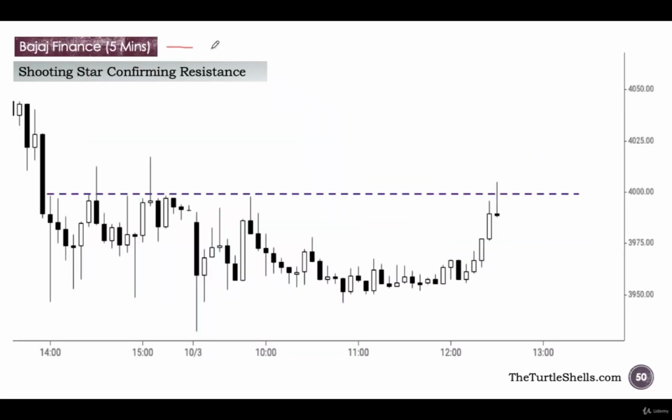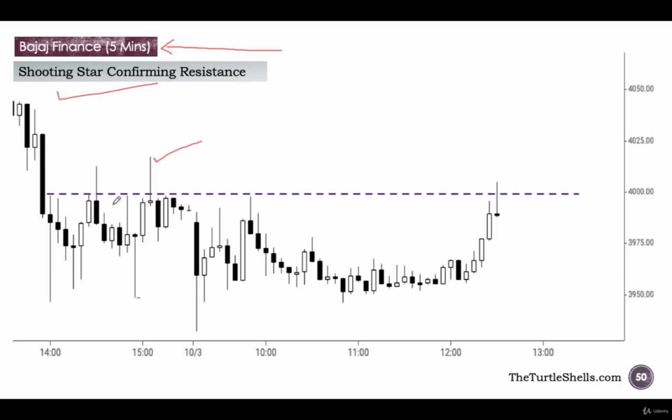So this is an intraday chart. This is a 5-minute chart of Bajaj Finance. It is a shooting star confirming prior resistance. Now, you have a shooting star here. It's coming after an uptrend. If you look at the price action from here till here, that's a nice shooting star. Look at the tall upper shadow.